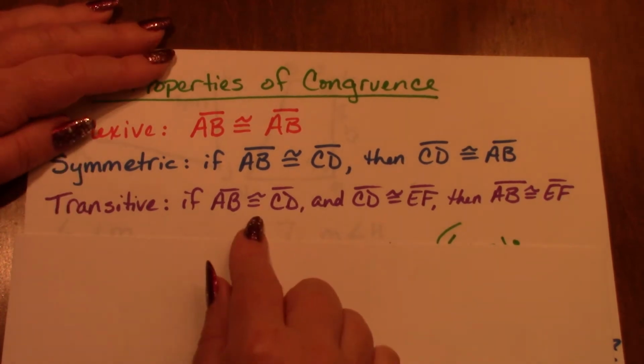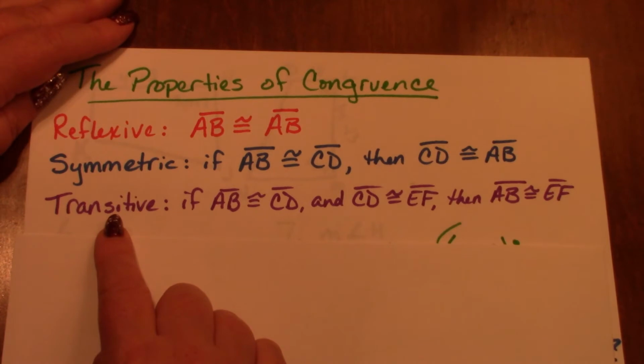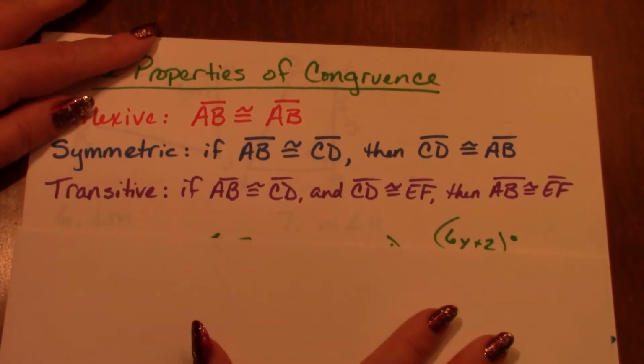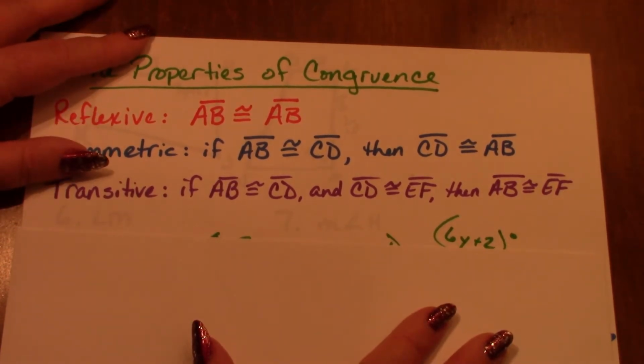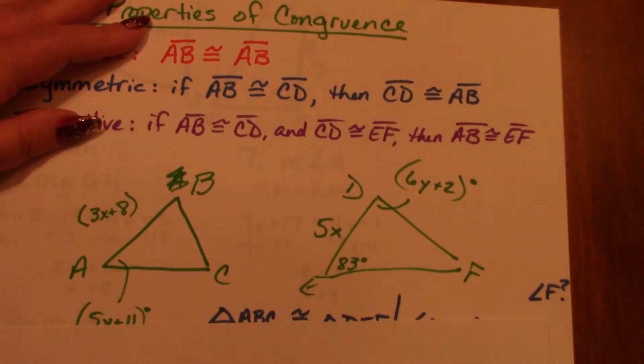And while this makes logical sense and you think you can ignore it, you need this word in your proofs in order to prove that something is congruent because of the entire shape. So let's get into it.